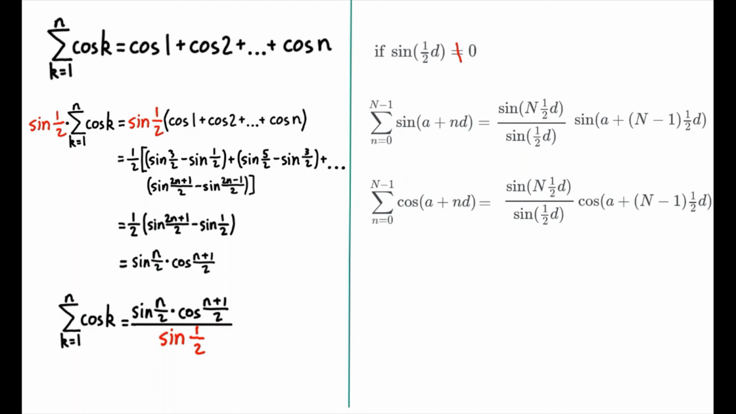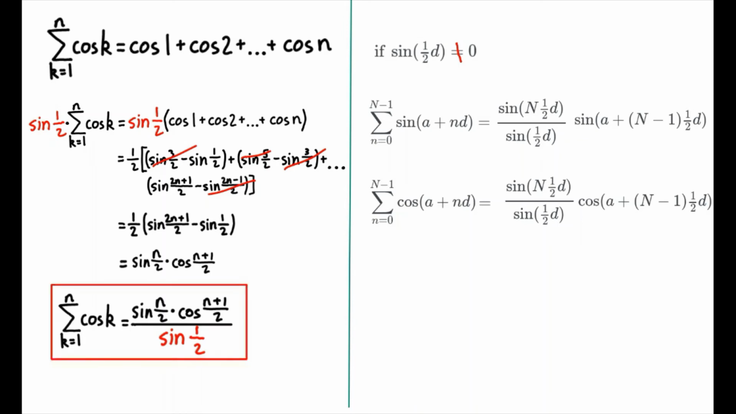So let's cancel a bunch of stuff. Sine 3/2 cancels, sine 5/2 cancels, everything in between cancels, and that leaves us with 1/2 times sine (2n plus 1) divided by 2 minus sine 1/2. Now sine alpha minus sine beta will equal this over here. So now we divide both sides by sine 1/2, because we still have that on that side, and we get this equation over here, which is our solution.